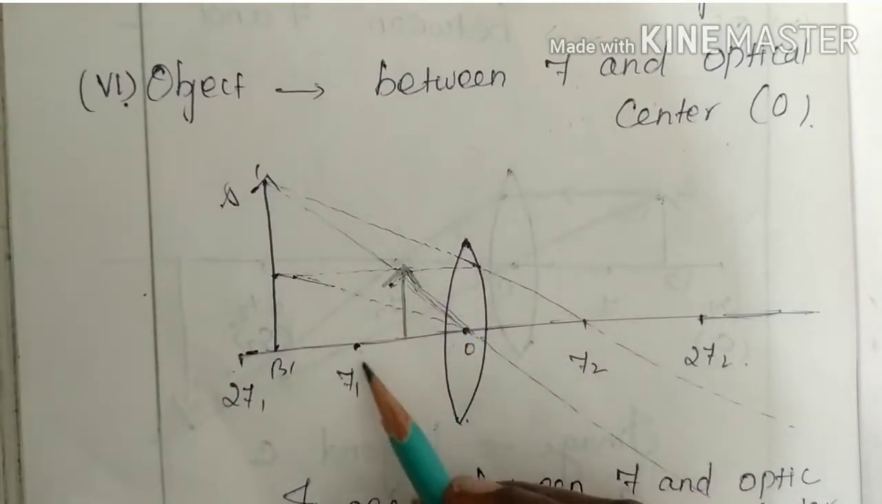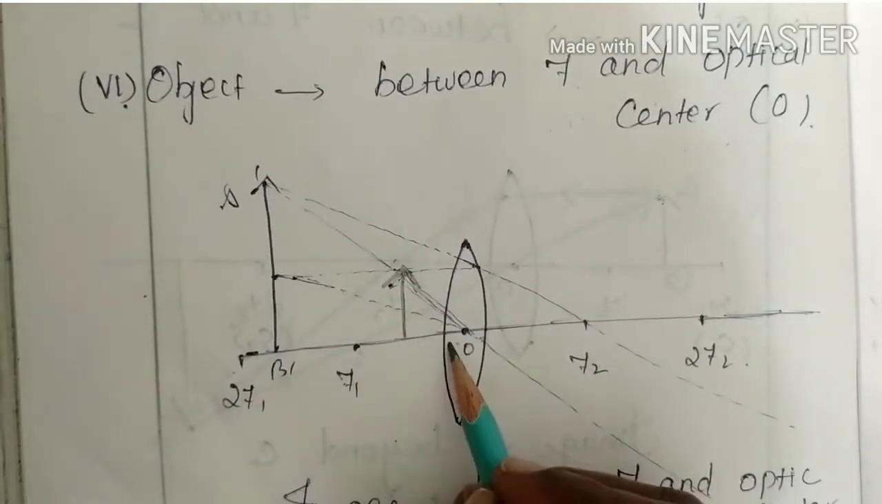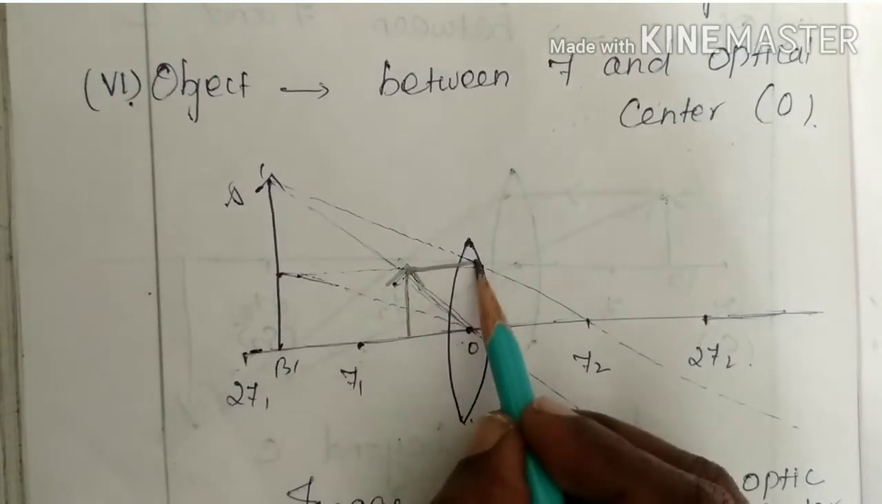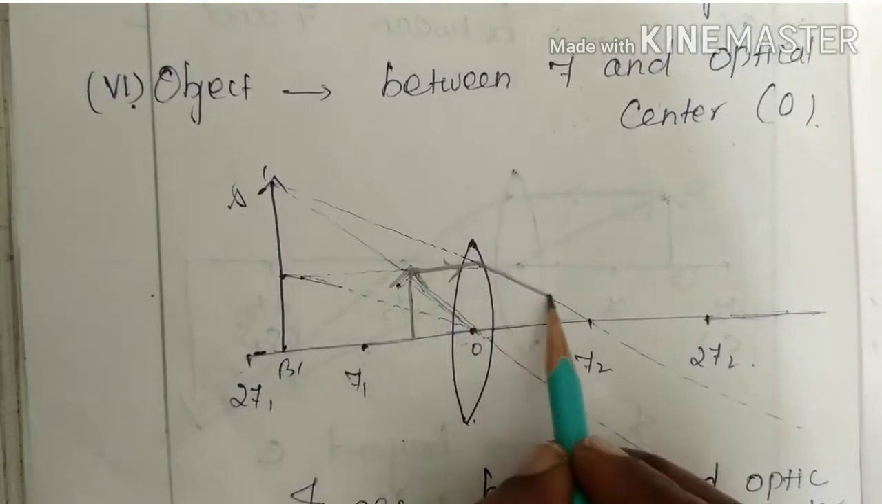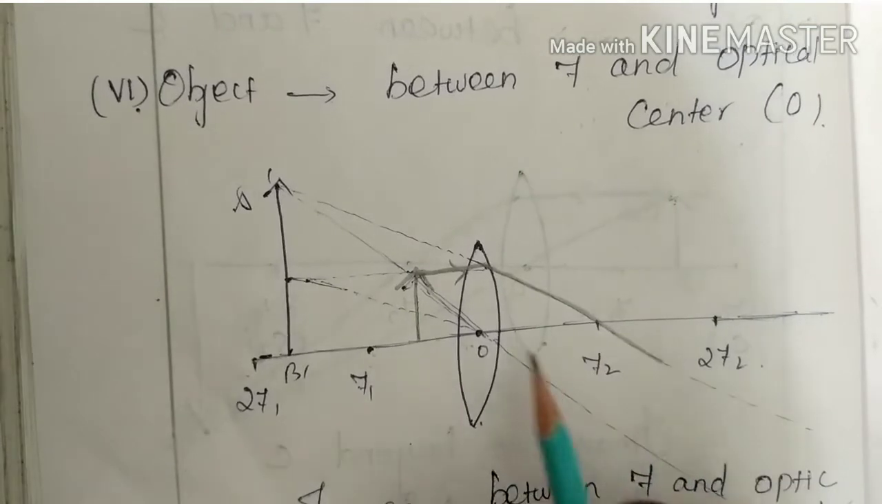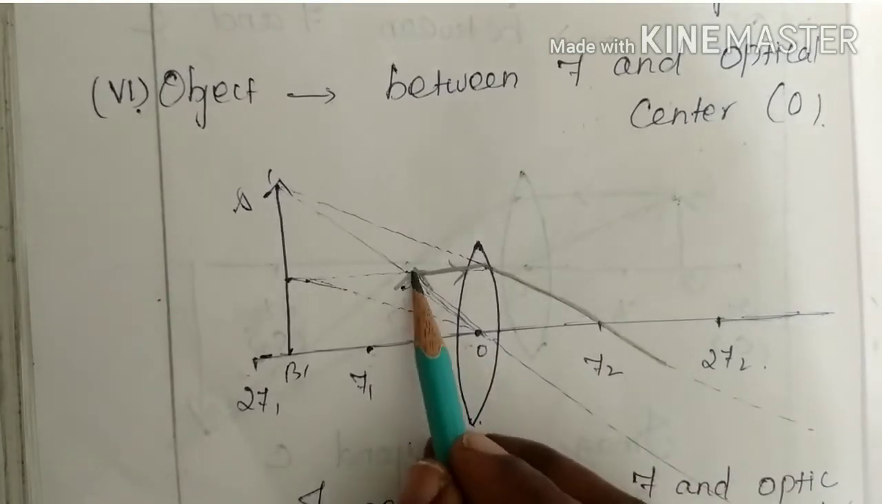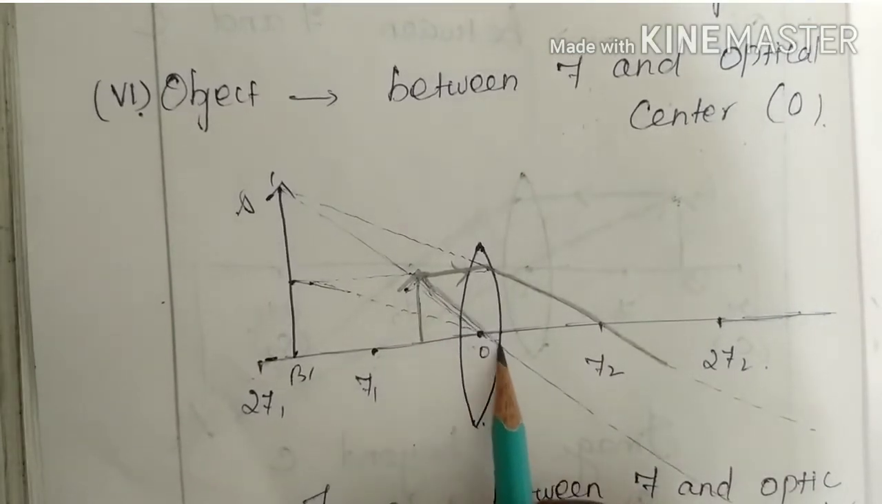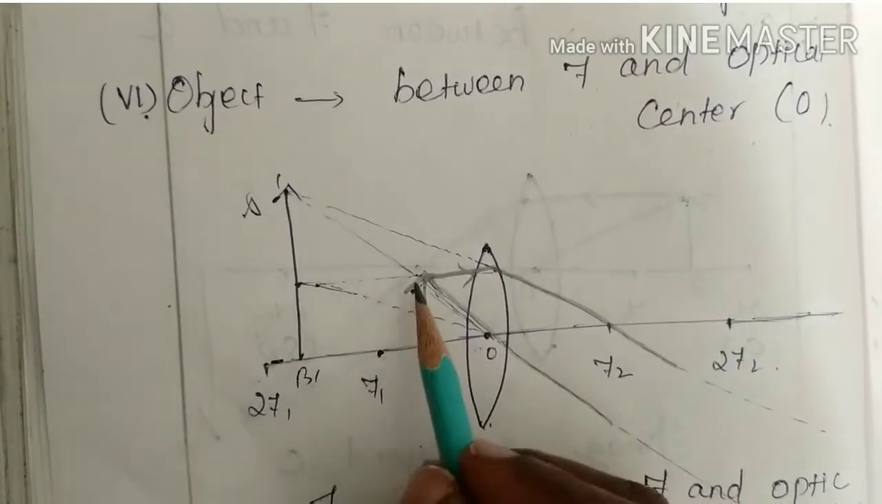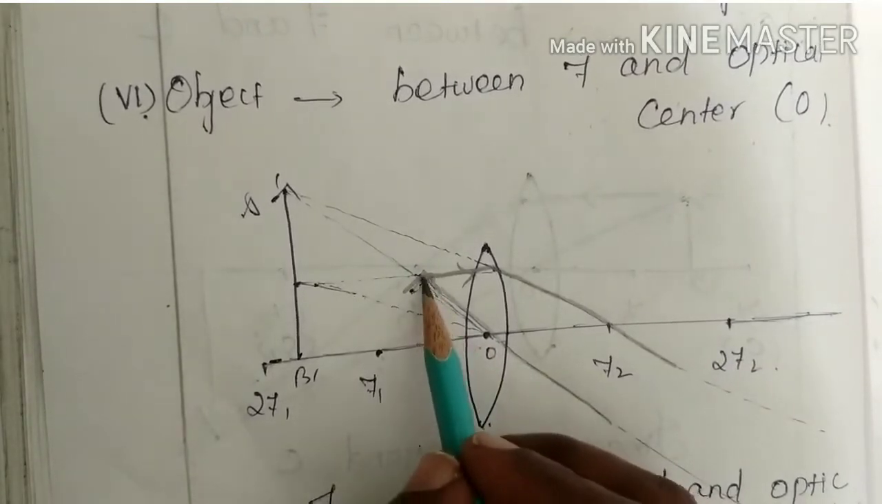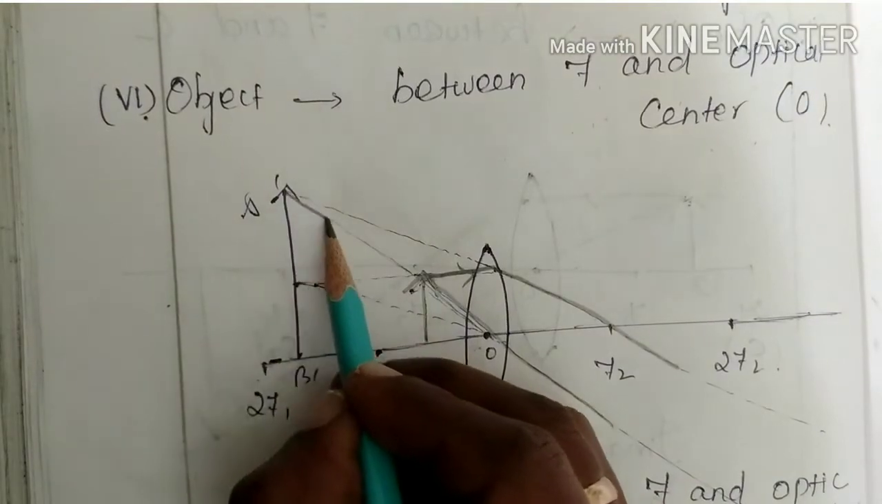The object position is between the focus and the optic center. See first the parallel rays. After refraction it will pass through the principal focus. And the rays passing through the optic center will go like this. In this condition, these two rays will diverge back and meet here.